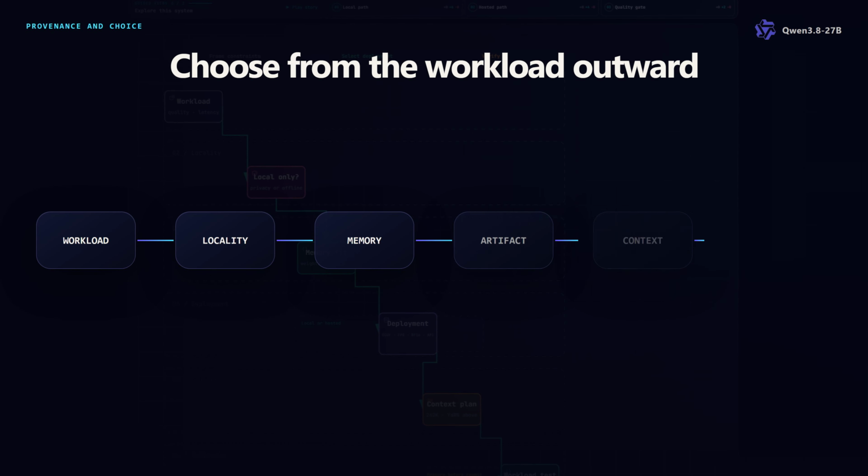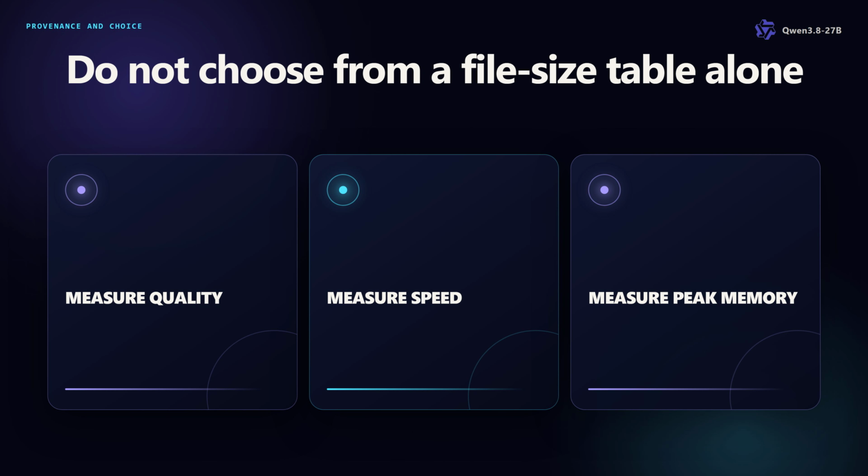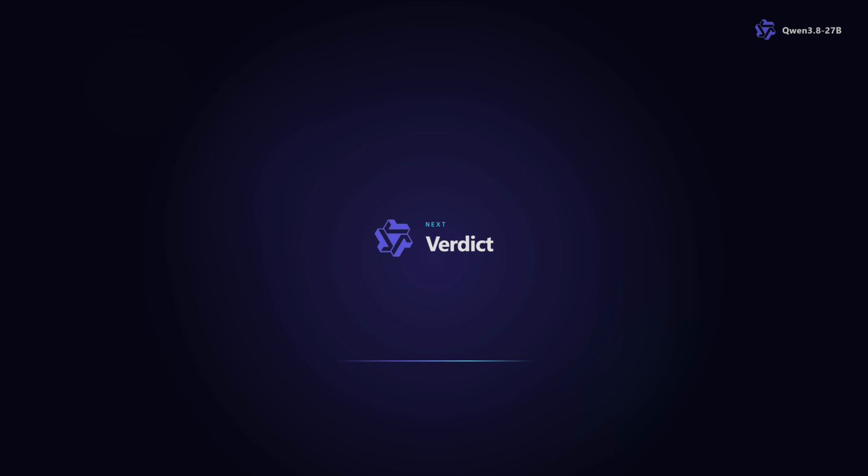Choose deployment in this order. Define the workload, decide whether it must remain local, measure usable memory, including cache, select the least compressed artifact that fits, and test quality and speed on the real task. Do not choose from a file size table alone.